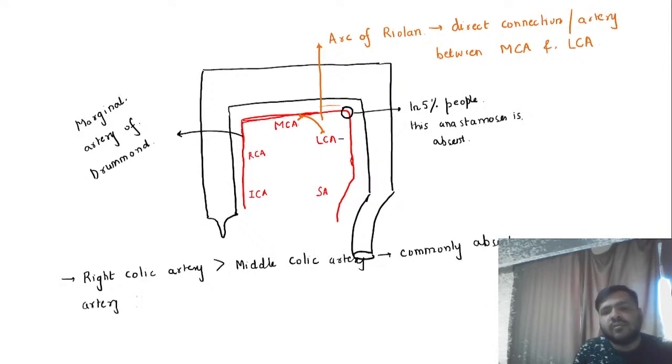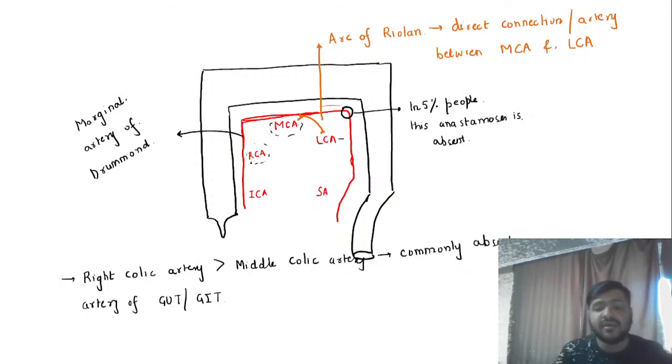Artery of gut or GIT. Okay, now if this artery is absent, the right colic artery or the middle colic artery, these arteries are mostly absent most of the time. If it is not there, what will happen? This ileocecal artery will have an ascending branch, and the middle colic artery will have a descending branch, so they will again anastomose with each other. If the right colic artery is not there, the ileocecal artery will extend up and give an ascending branch, and the middle colic artery will give a descending branch.